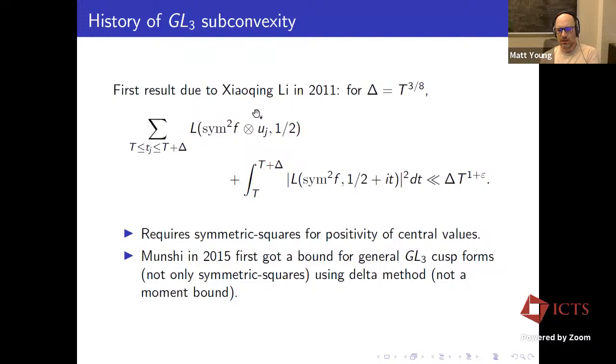In order to get subconvexity from this, you need to know that these central values here are non-negative. And for that, you need to know that this GL3 form has to be self-dual, which means that it has to be a symmetric square. So this only works for symmetric squares, but you get a strong result. She was able to get a good subconvexity result using this method. But the method doesn't work for non-self-dual GL3 cusp forms. The first result getting subconvexity for those L-functions was by Munshi in 2015. He used a delta method that I'm sure has been discussed at this workshop, or whatever title we're giving to this thing. So he's using a delta method. It's not a moment bound.